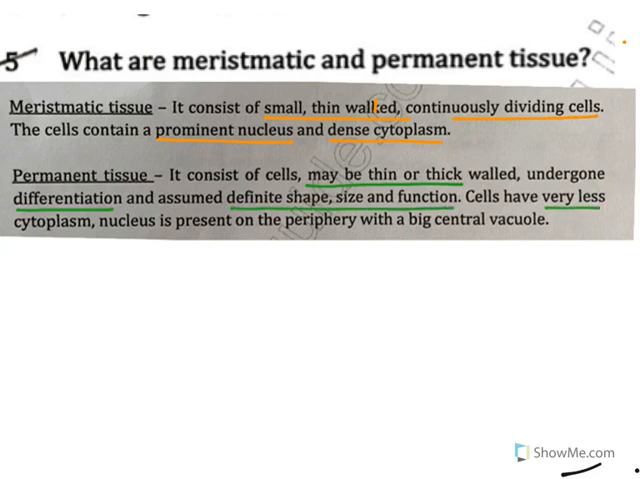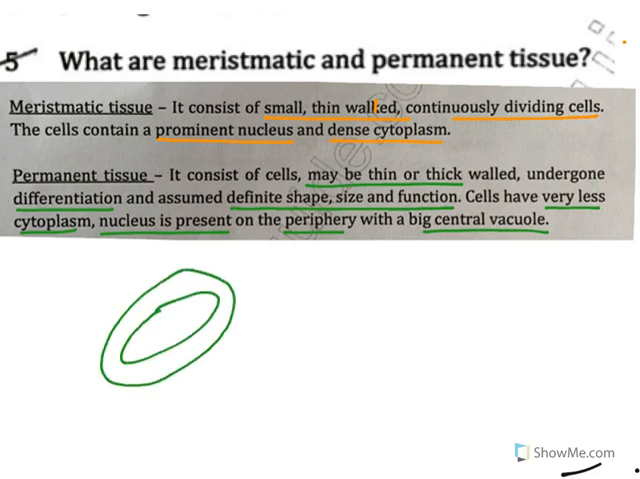The cells have very little cytoplasm. The nucleus is present at the periphery with a big central vacuole. So in the permanent tissue, you have the cell, in the center you have a vacuole, and the nucleus is in one corner, at one side towards the border. But when it comes to meristematic, the nucleus is in the center and it has a dense cytoplasm, hardly any vacuoles. But in the permanent, it has vacuoles.